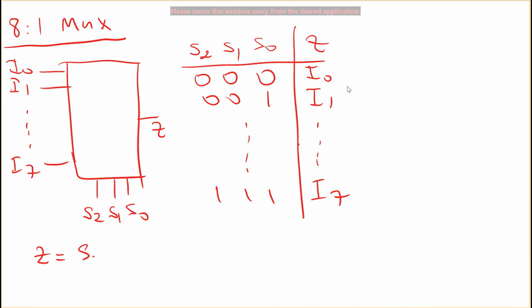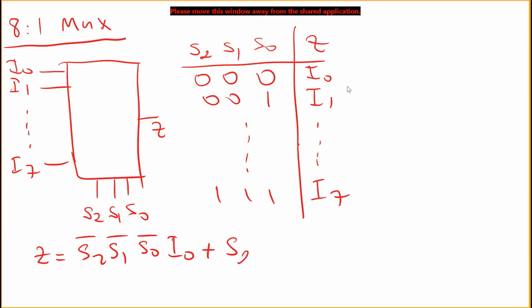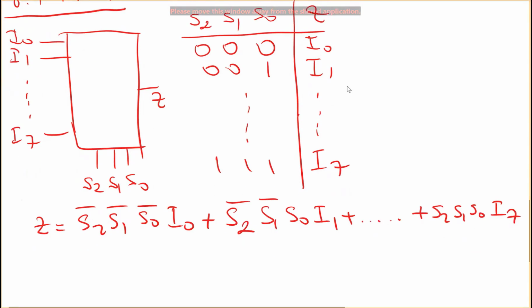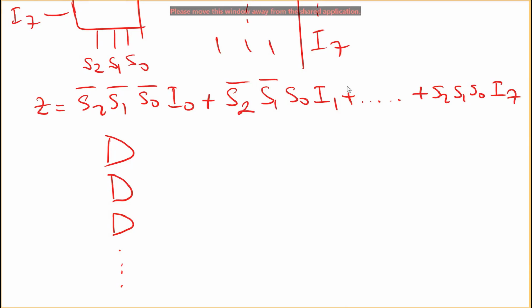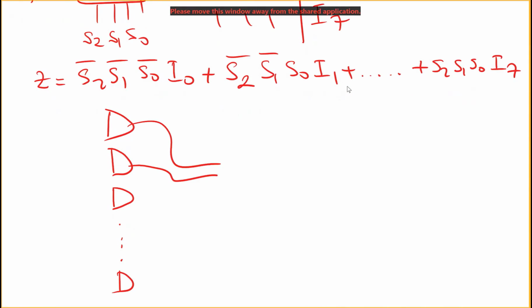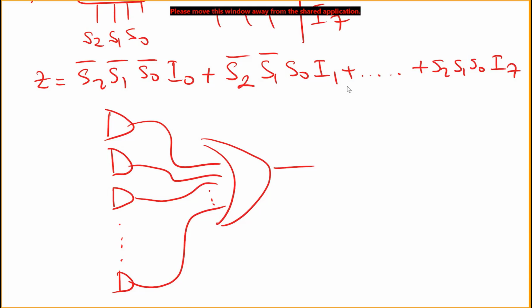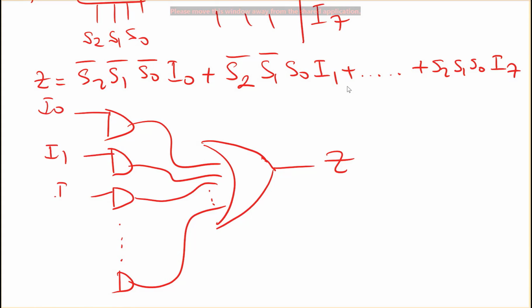And then I can write the Z function. So it will be S2 not, S1 not, S0 not, I0, or S2 not, S1 not, S0, I1, or it will go up to S2, S1, S0, I7, right? So if you want to implement this, we will again have 8 AND gates here and we will have an OR gate here and this will be our Z and this will be I0, this will be I1, I2, I7. So then I will be connecting these AND gates with the select signals, right?